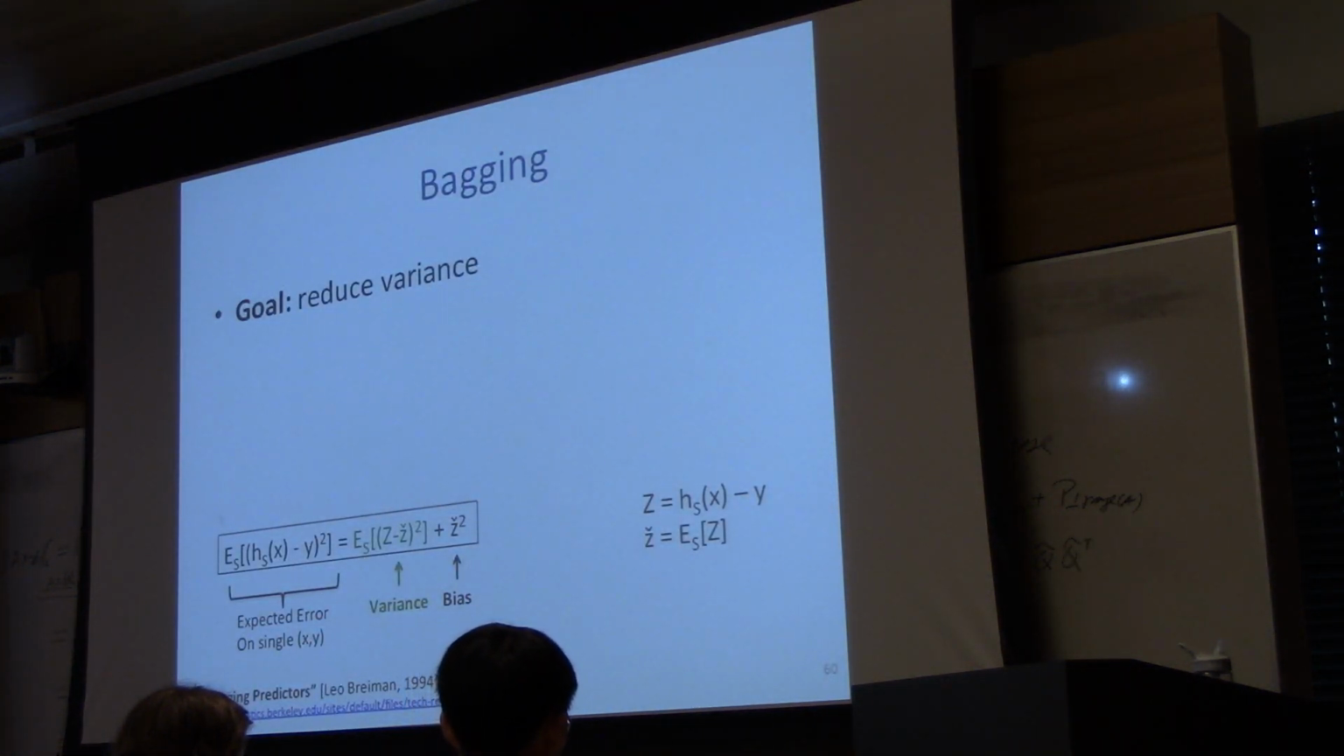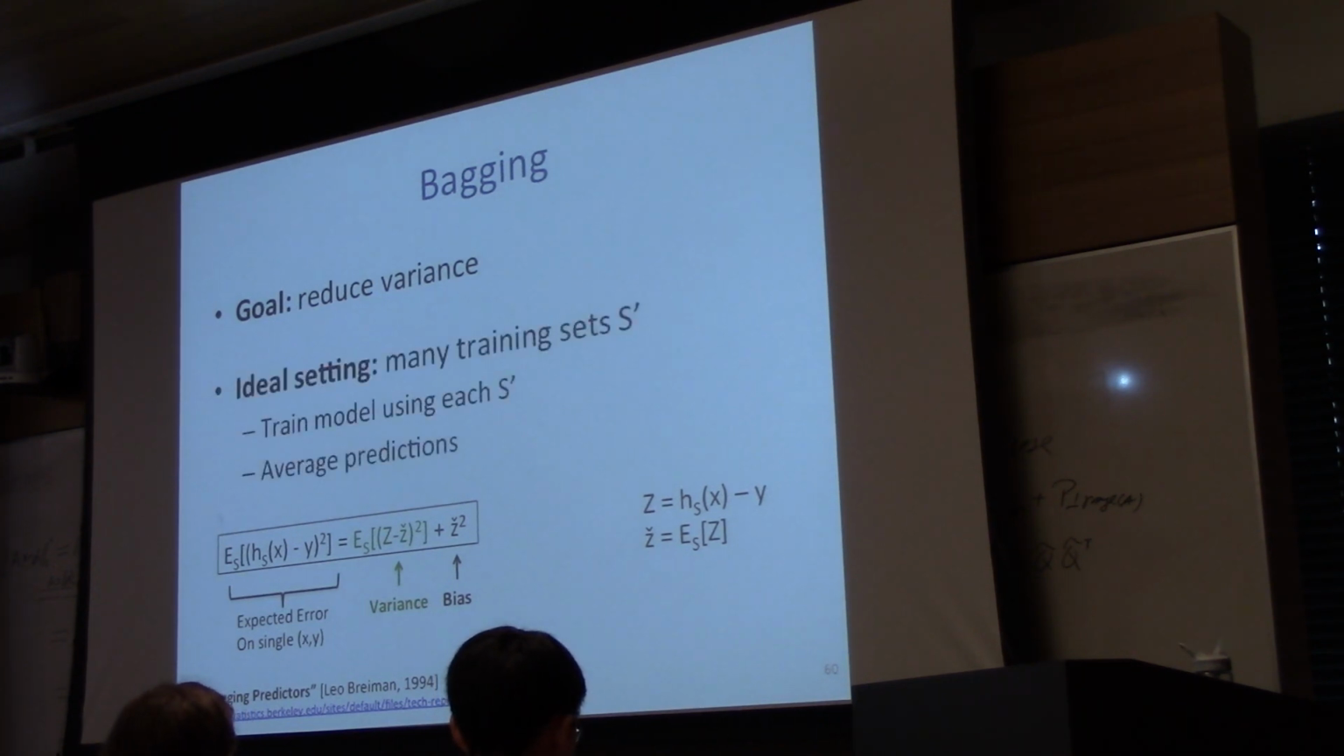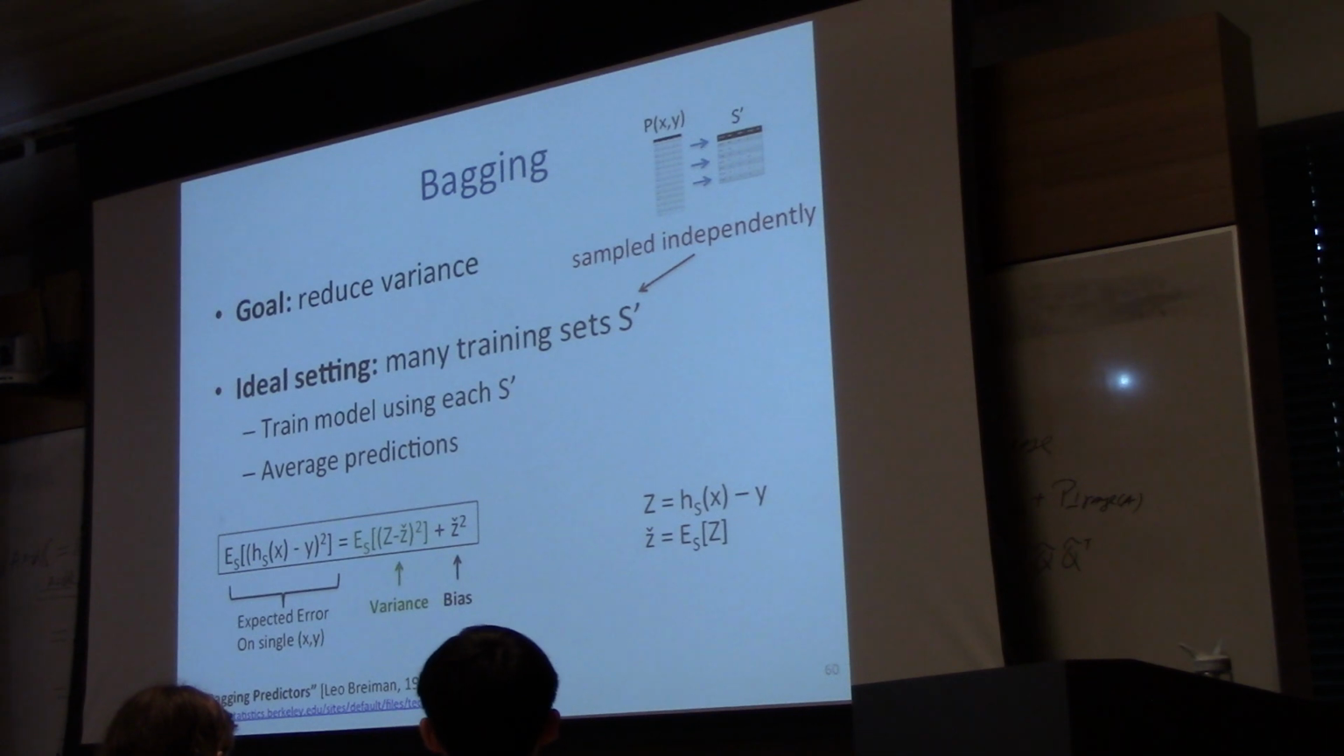So here's where bagging comes into play. The goal of bagging is to reduce variance. Here is a simplified formula for the bias variance trade-off. In the ideal setting, suppose we were able to draw many training sets S prime from the test distribution. We train a model using each S prime, and then we average the predictions. It's a little weird to think about, but just imagine we could do that. Imagine we could pick a training set of 5,000 examples, train a decision tree, get another training set of 5,000 examples, train a decision tree, repeat this a number of times, and then predict the average of all the trees as our final predictor. So we sample S prime independently multiple times.